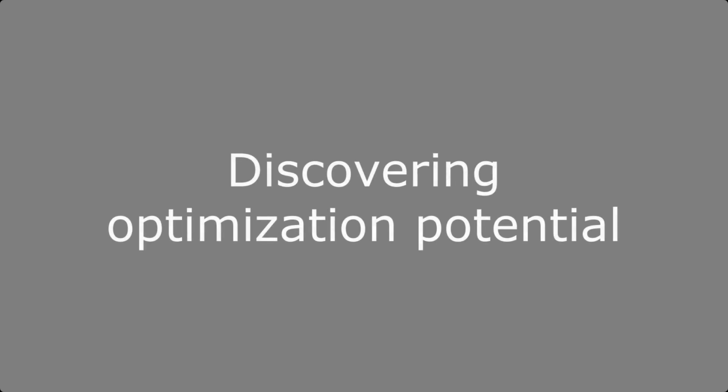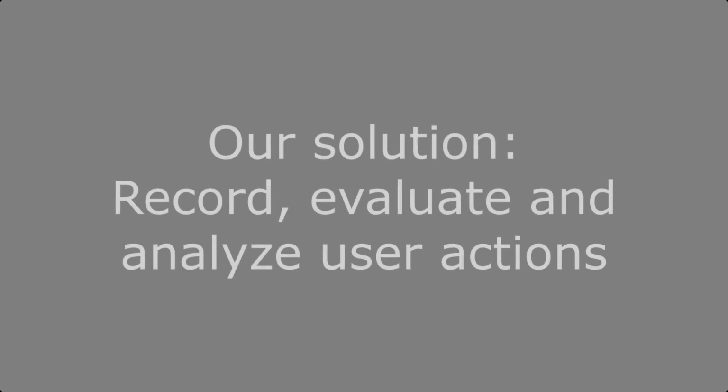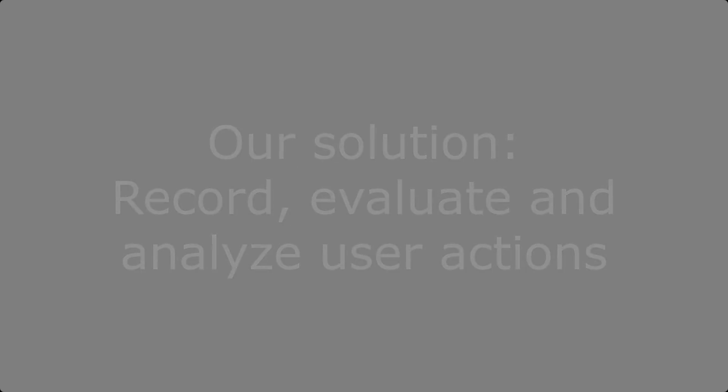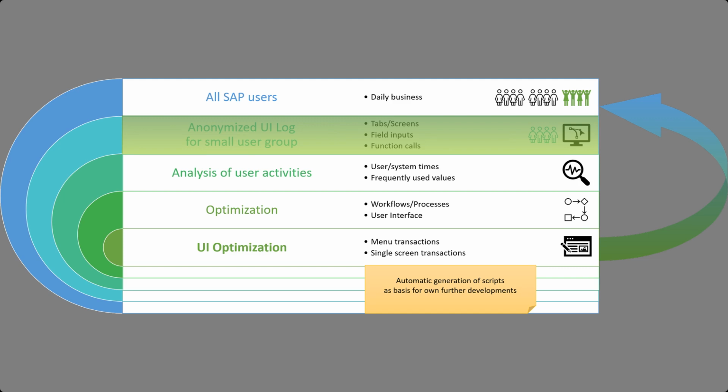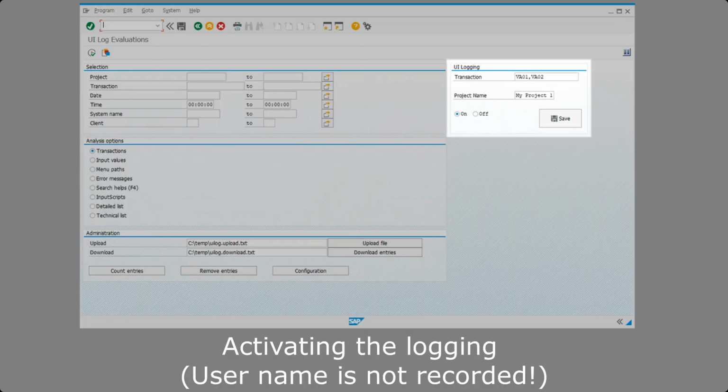The UI log tool also provides us with the opportunity to discover new optimization potential. For this, we must record, evaluate, and analyze user actions. We begin by activating the recording function for tabs, input values, and function calls, such as menus, for some users and for selected transactions. Here, recording is activated for transactions VA01 and VA02.